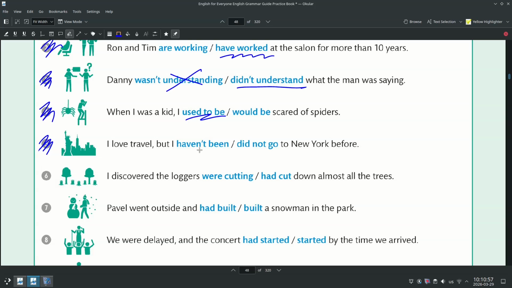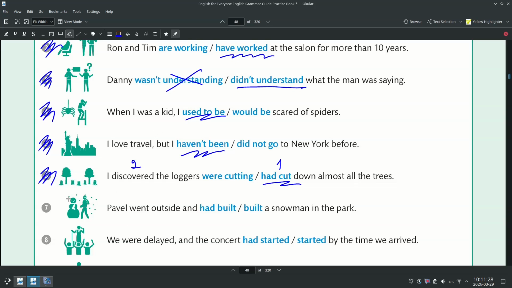Number 5. I love travel, but I haven't been to New York before because I'm describing my experience in life. Number 6. I discovered the loggers had cut down almost all their trees. Had cut down. This action happened earlier, and after this action, I discovered.